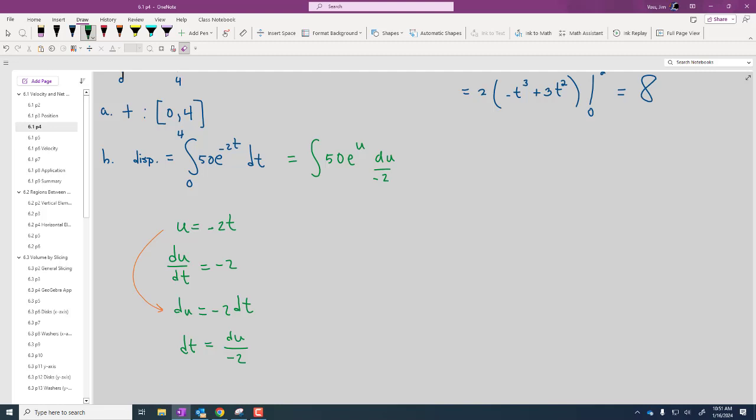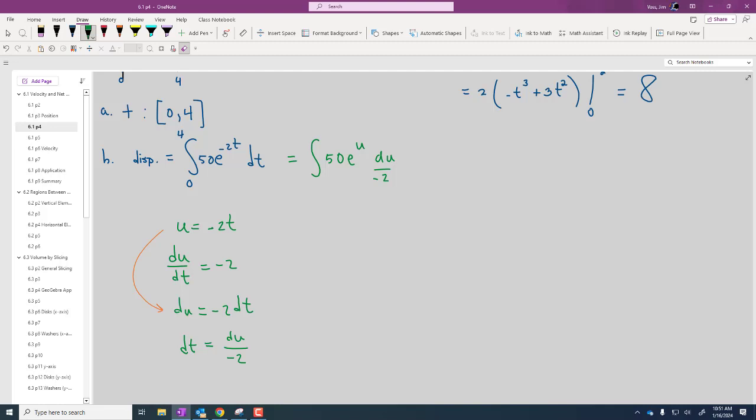Now we look at the limits of integration, 0 and 4. Those are t values. The differential is indicating what the letter is for these values here. So t equals 0, t equals 4. Our differential is now u. So we want to convert. We want those limits to reflect the variable.